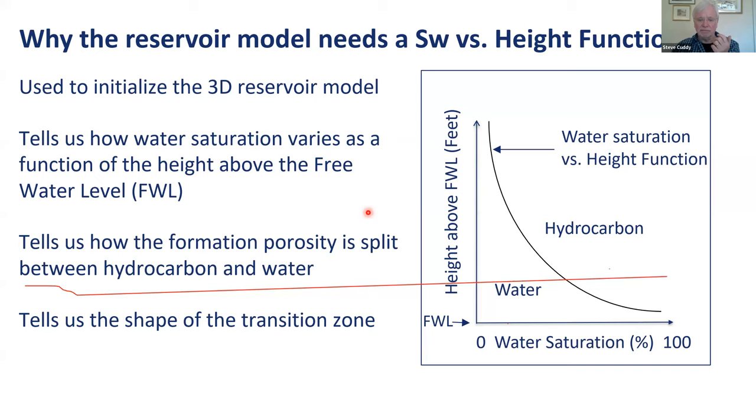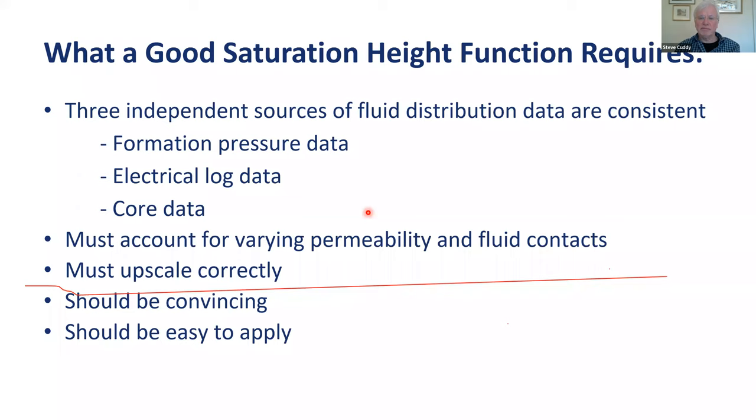A good saturation-height function requires three independent sources of data to be consistent. These three sources are the formation pressure data, from the RFT, the electrical log data, the resistivity log, etc., and importantly, the core data. It should be all consistent. The model should account for any varying permeability and fluid contacts, because it's very difficult to map permeability in the model. The function should upscale correctly, as I'll explain. It should be convincing and easy to apply.